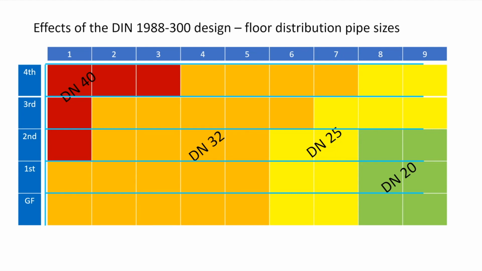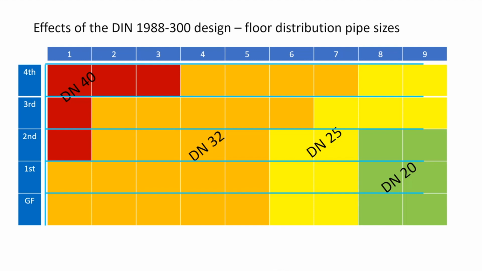You can see the shift to 25 is earlier in the lower floors, and in the upper floors, the change to a lower distribution pipe is coming later on. The same thing, or a similar thing, appears in the supply pipes to the apartment.